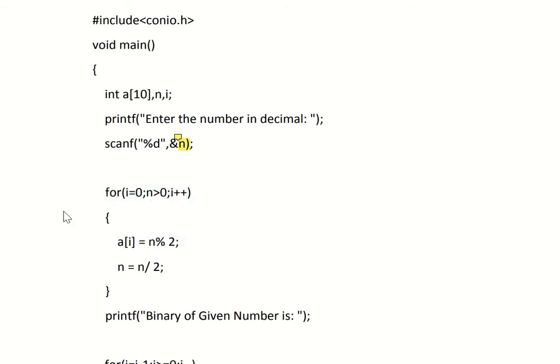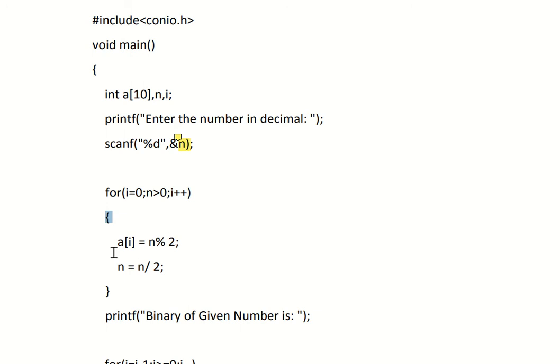We will start. First, i equal to 0, which means the initial value of i is 0. Second, n greater than 0. As per our assumption, what is the value of n? 15. So 15 greater than 0, that condition is true. That means we go inside the for loop.